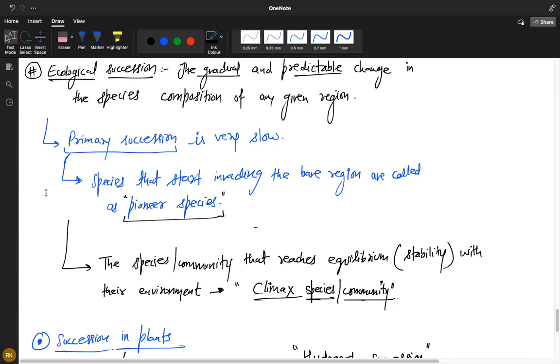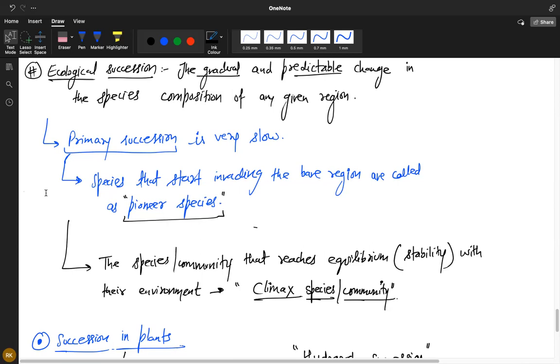Now, there are two kinds of successions. One is called primary and one is called secondary. Primary succession is where there was no life to begin with. That's called a bare, lifeless region. For example, let's say a rock or a mountain which had no plantation, no life. And then slowly, with change in the factors that can support life, like moisture, water, some spores can flow in, like some phytoplankton, some bacteria can get deposited there.